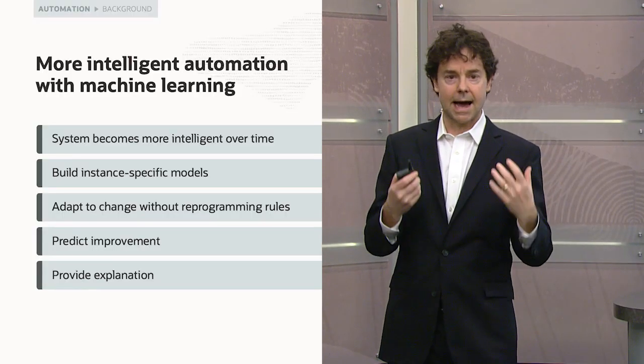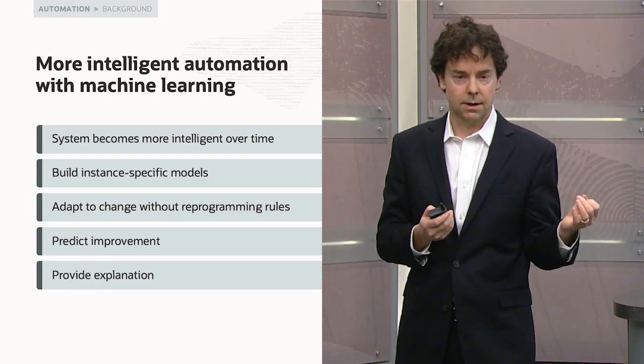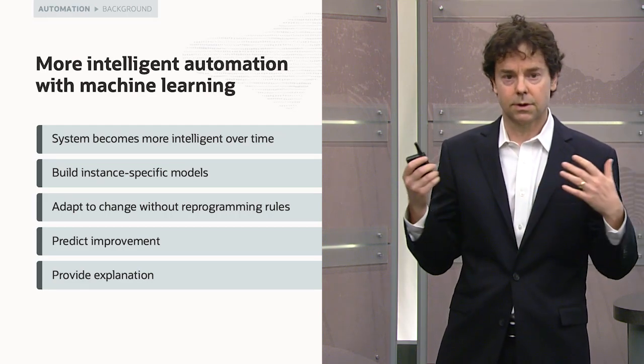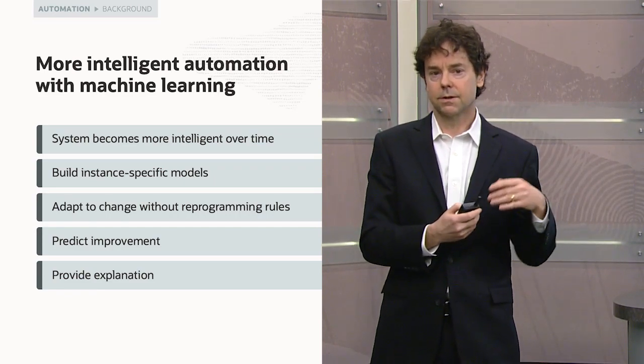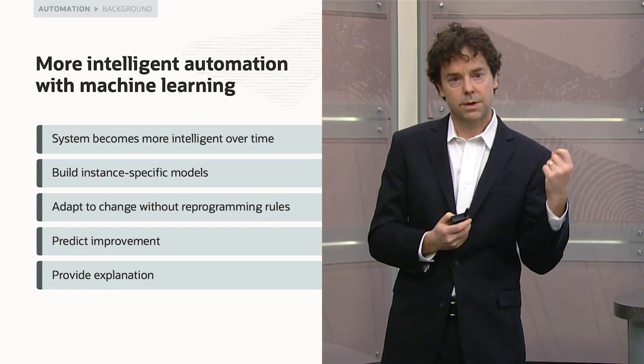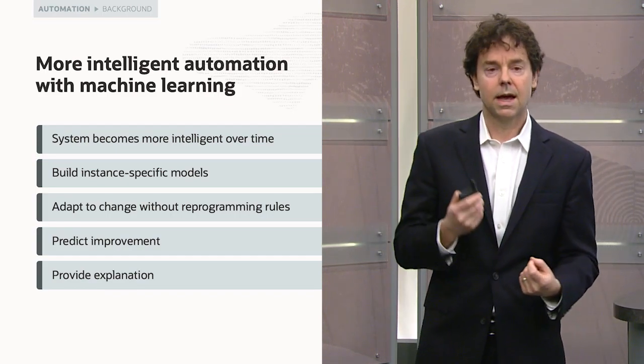It allows us to adapt to changes without having to reprogram rules. When you first begin building your application, maybe you've got a certain sort of data skew, a certain sort of cardinality on some column, a certain mix of queries. That changes over time, and so do the models that are built as part of MySQL Autopilot. We can predict improvement and we can provide explanation. That, by the way, is very important, because sometimes when a machine learning system makes decisions, people want to know why, because sometimes it seems counterintuitive. Well, we can explain why, and that helps you understand why Autopilot made the decisions it did.